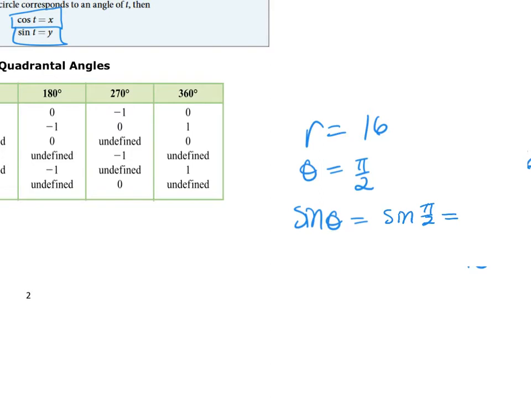So if you're in radians, and it should say RAD across the top of your calculator, do pi over 2. If you're in degrees, it should say DEG on the top of your calculator, sine of 90. What do you all get? So does it matter what my radius is when I'm at 90, 180, 270, 2 pi? No, it does not matter.